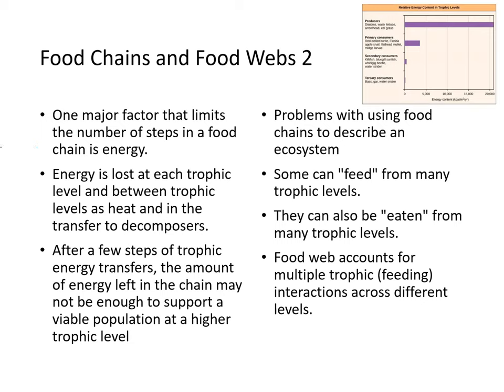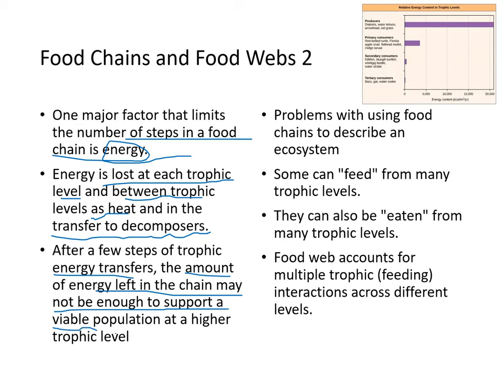One major factor that limits the number of steps in a food chain is energy. Energy is lost at each trophic level and between trophic levels as heat, and also in transfer to decomposers. Decomposers produce heat. After a few steps of trophic energy transfers, the amount of energy left in the chain sometimes may not be enough to support a viable population at higher trophic levels. Here are the quite abundant producers, here are the less abundant primary consumers, here are the secondary consumers, and there are hardly any tertiary consumers. That is shown by the energy content.